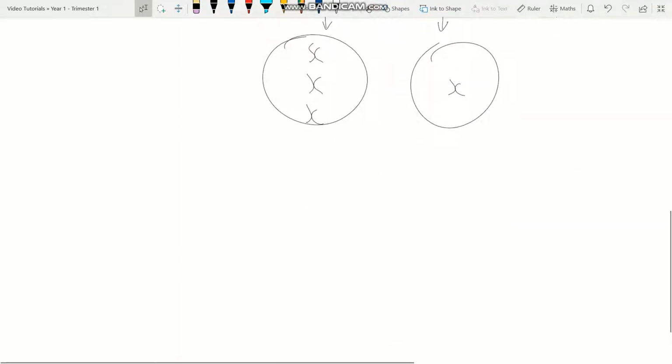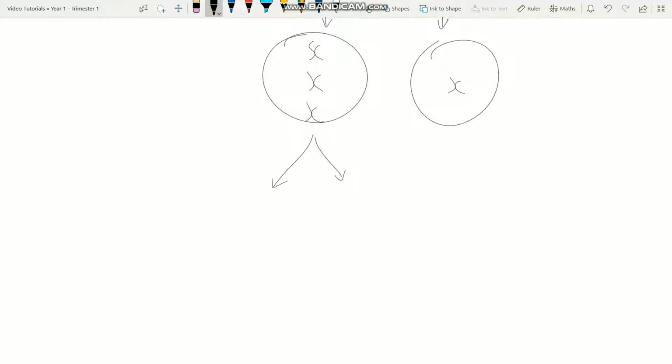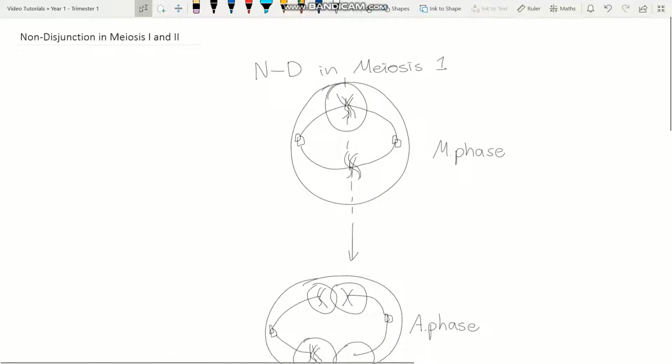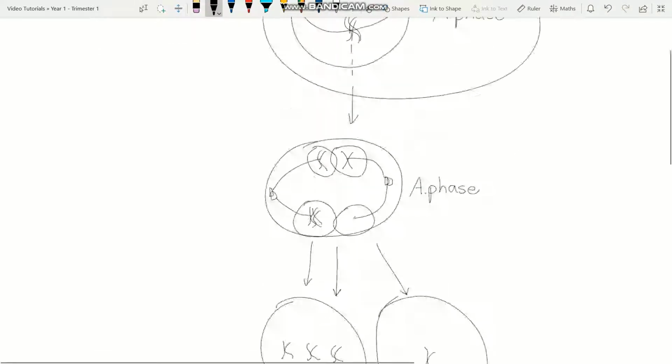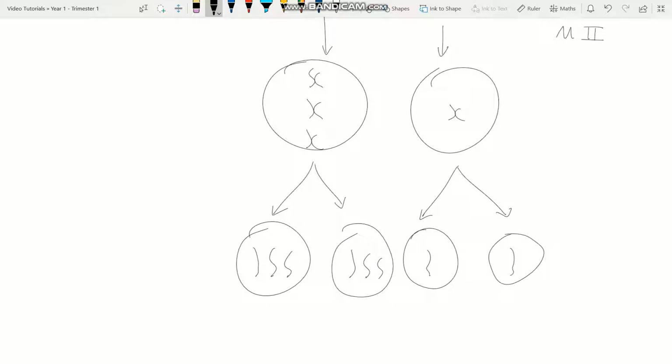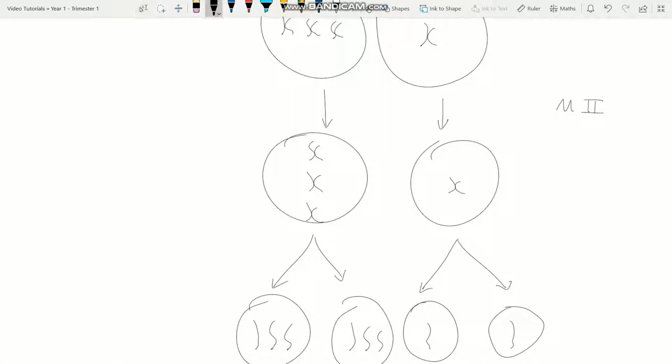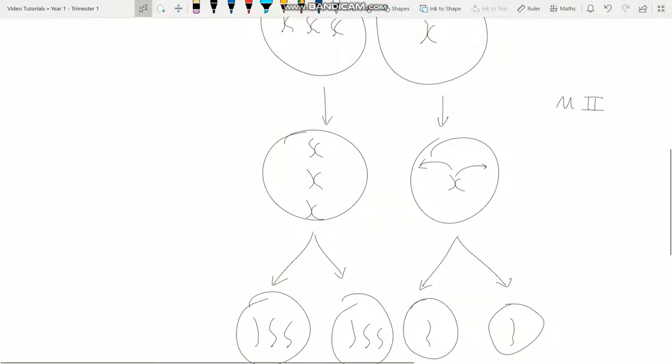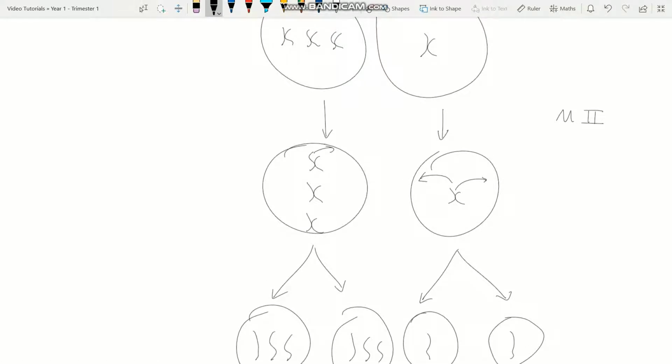And what will happen in anaphase is that in the formation of the 4 haploid cells from this one parent cell, there will be 3 chromosomes present in 2 of them and only 1 chromosome present in 2 of them, because these 2 chromosomes split apart from the centriole pairs, and these 3 chromosomes also split apart.